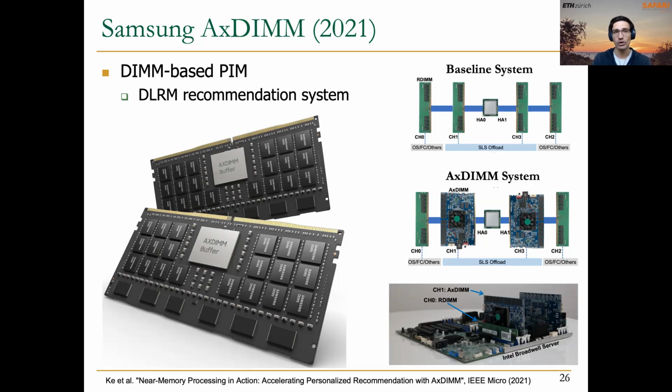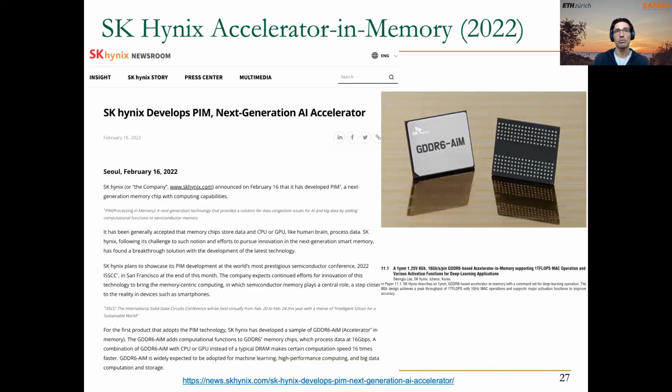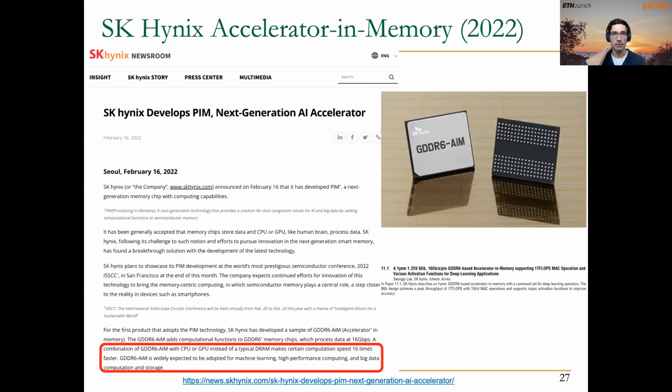And Samsung is not the only major DRAM vendor that is working on processing in memory. Very recently, a couple of weeks ago, SK Hynix, another major DRAM vendor, announced their Accelerator-in-Memory. Here, what they do is place processing elements inside the GDDR6 memory, and same as the Samsung architectures, it is targeted at machine learning workloads.